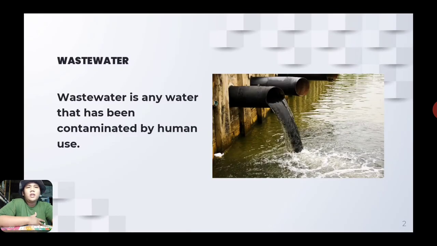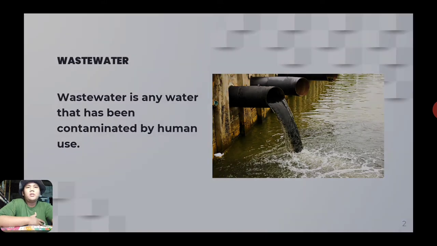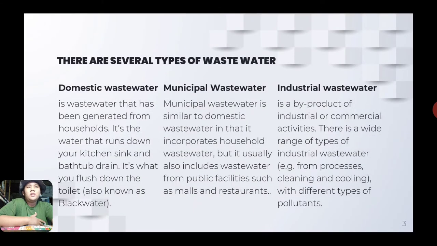Wastewater is any water that has been contaminated by human use, and it comes in three different types. The first one is domestic wastewater. It is wastewater that has been generated from households. It is the water that runs down your kitchen sink and bathtub drain. It's what you flush down the toilet, also known as the black water. It is the leftover water from your washing machine and your dishwasher, also known as the gray water.